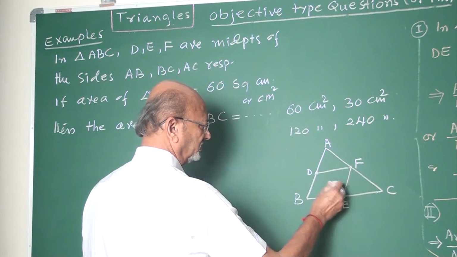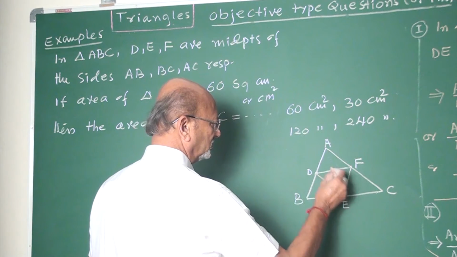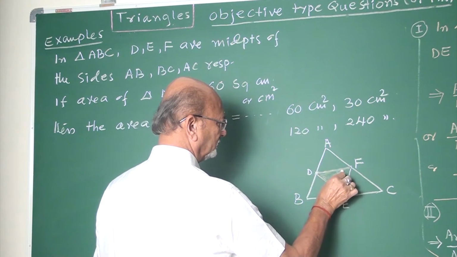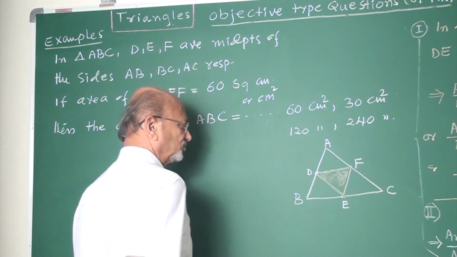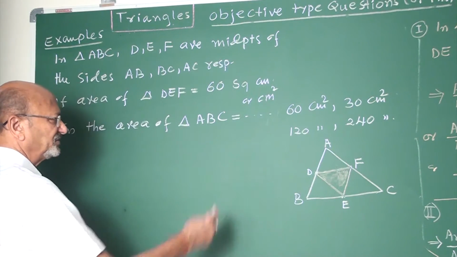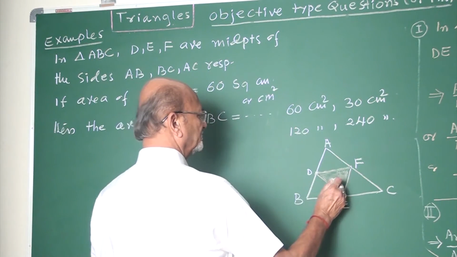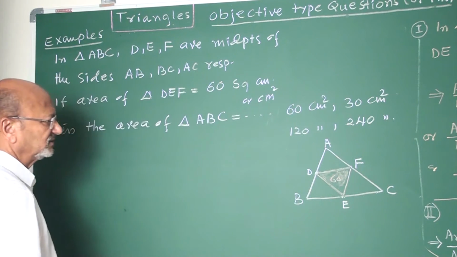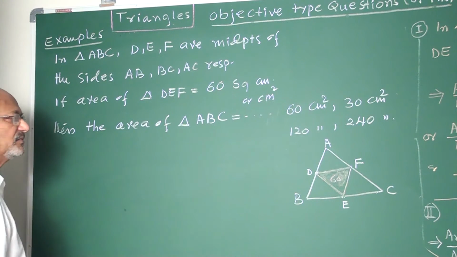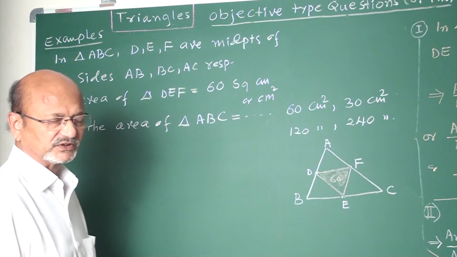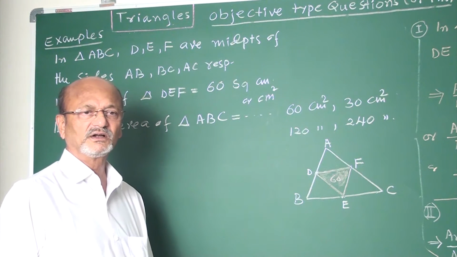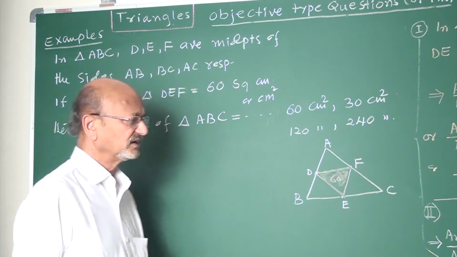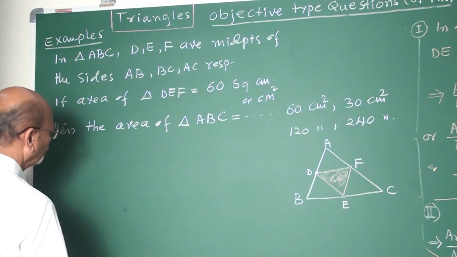This is triangle DEF, the small triangle. It is given as 60 centimeters square. Then you wanted, what is the area of the triangle ABC? Tell me, friends, what is the related result?